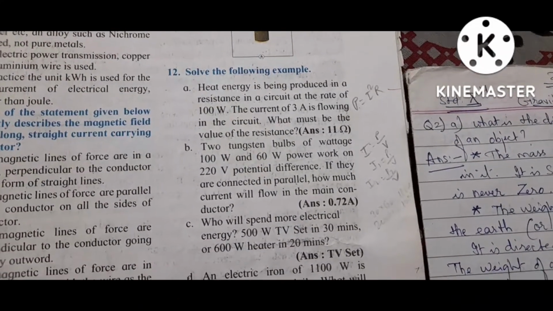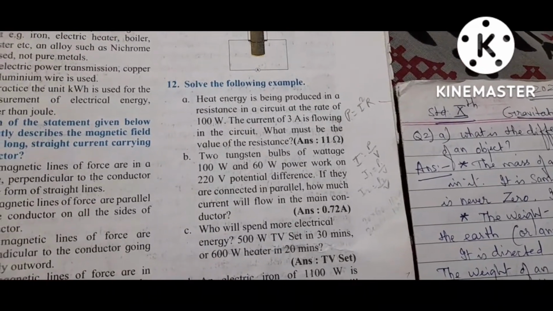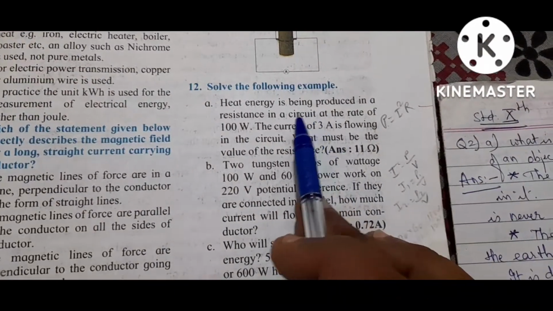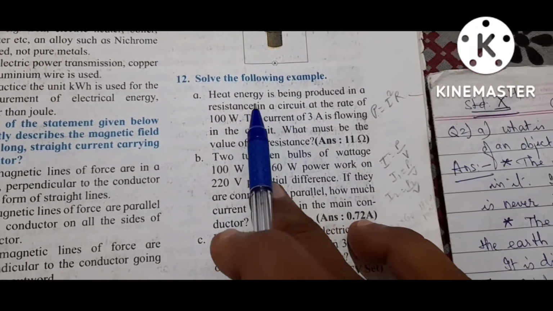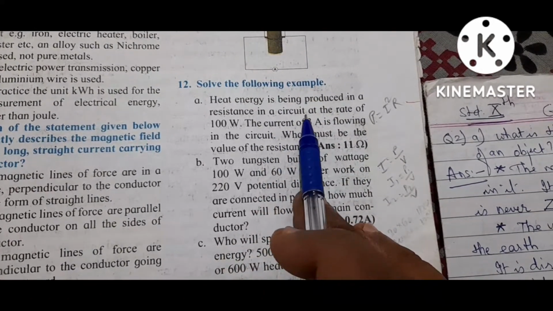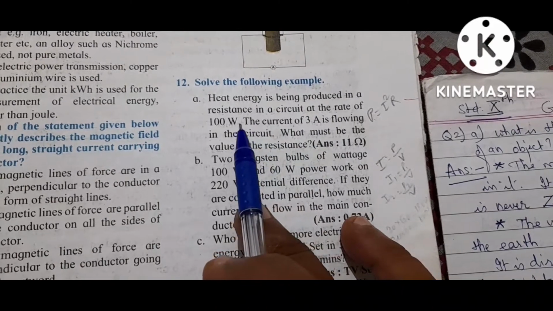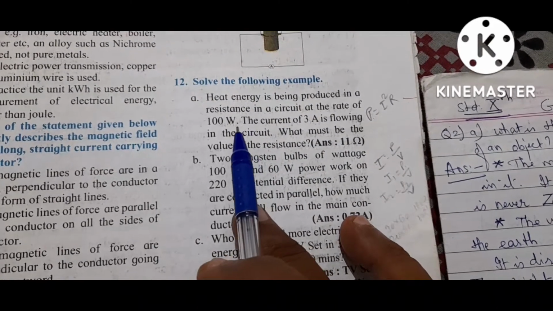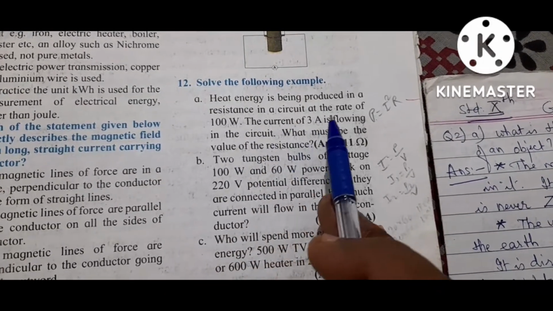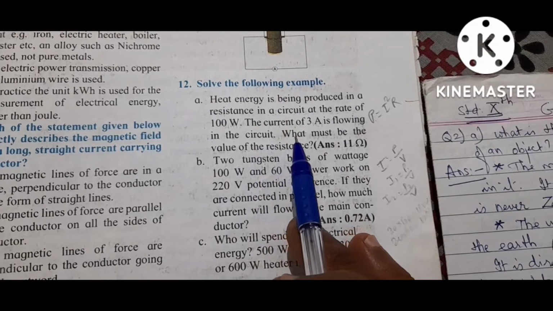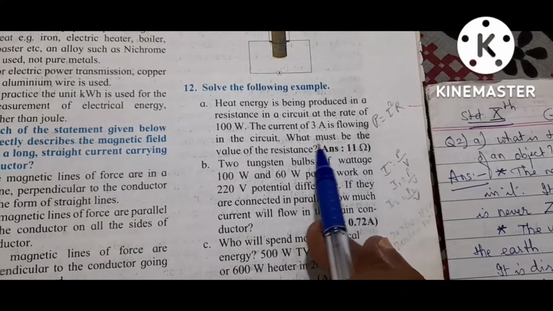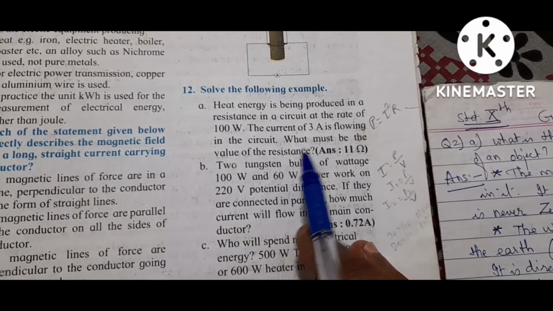Now today we are going to solve the numericals of the chapter Effect of Electric Current. For the first example, heat energy is being produced in a resistance in a circuit at the rate of 100 watt. That power is given, P is equal to 100 watt, and a current of 3 ampere is flowing in the circuit. So I is equal to 3 ampere. What must be the value of the resistance? We have to find R.